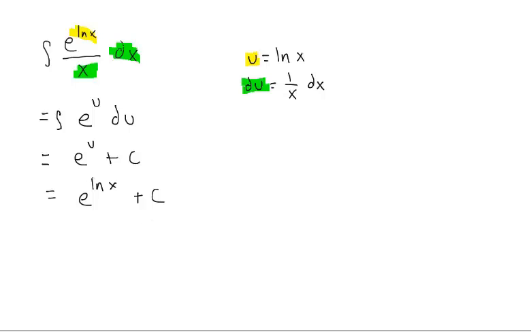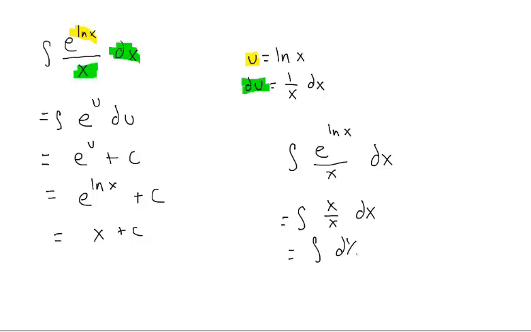plus c. And if you remember, e and ln are inverses of each other, so we could actually rewrite this as x plus c. We could have done that from the start too. So if we take a look at this problem again, we have e to the ln of x divided by x dx. And we could have rewritten this because e to the ln of x is just equal to x as x divided by x dx, which is the integral of dx, or 1 dx if you like, which would be x plus c.